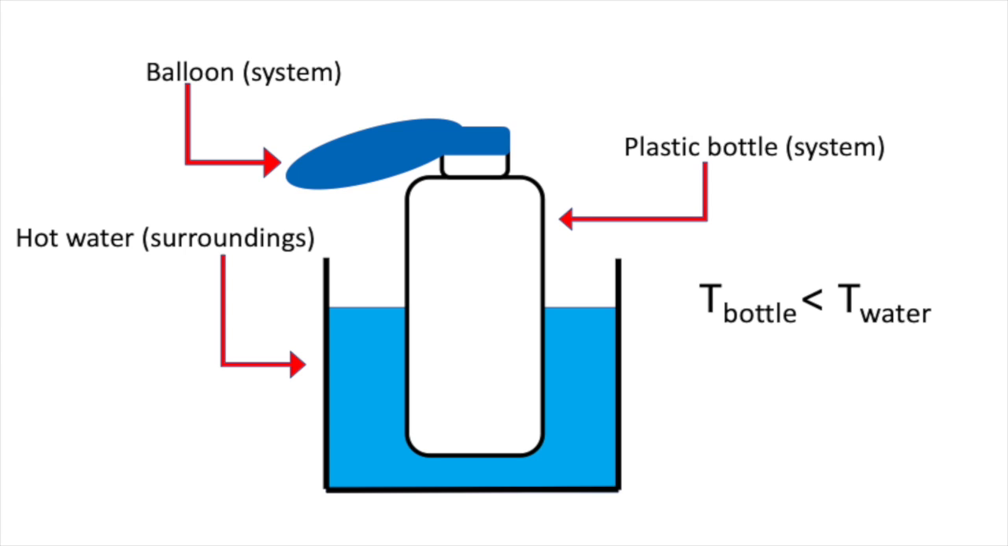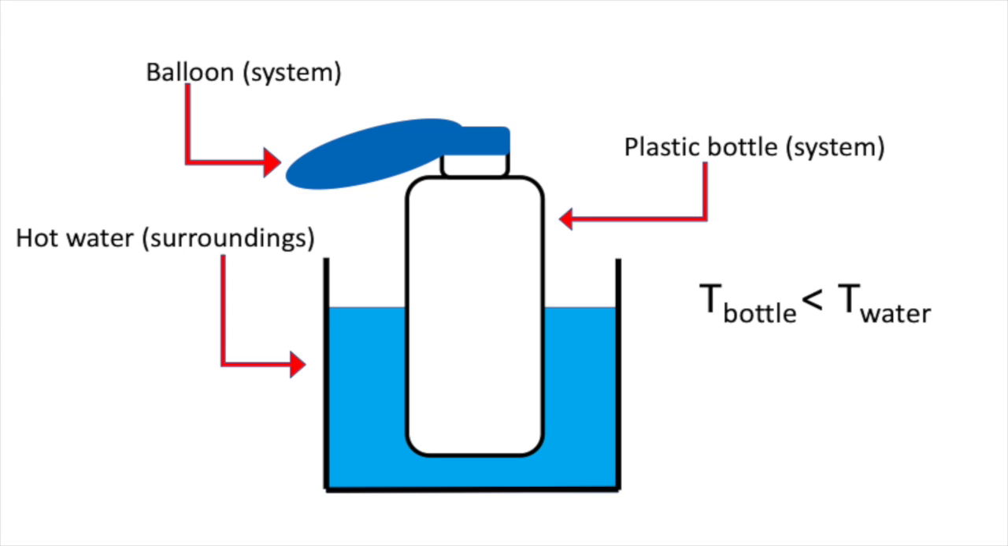In this graphic, we can see the experiment that I will be conducting later. So there's an empty balloon on the top of the water bottle, which is empty, and then the empty water bottle is in a container or a bucket of hot water. The balloon and plastic bottle are part of the system of the experiment, and the hot water is the surroundings.